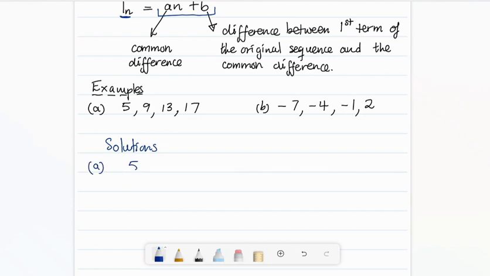Part A. I have 5, 9, 13 and 17. So the first thing that you do for you to find the nth term, you subtract 9 minus 5. Okay, subtract these two. What you get, we have 4 here. You also subtract 13 minus 9, we get 4 again, and then you subtract these two again, 17 minus 13, you get 4. So now once you get the same value like this, we call this the common difference.